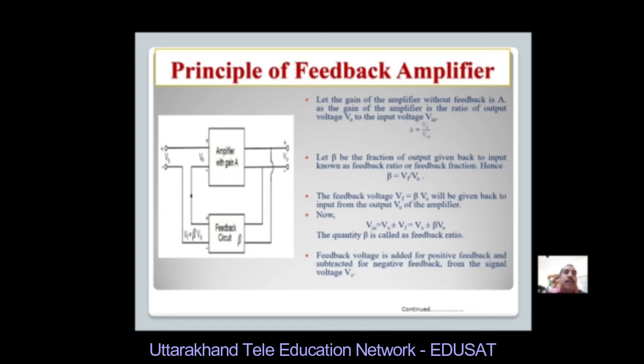If it is positive feedback, the feedback voltage will add to the input. So V in will be equal to Vs plus beta V0. And if it is negative feedback, the feedback voltage will oppose the input. Therefore, V in will be equal to Vs minus beta V0.